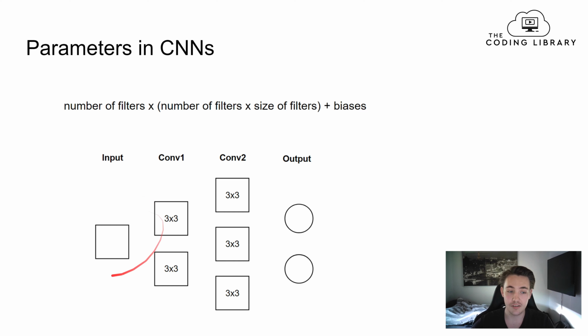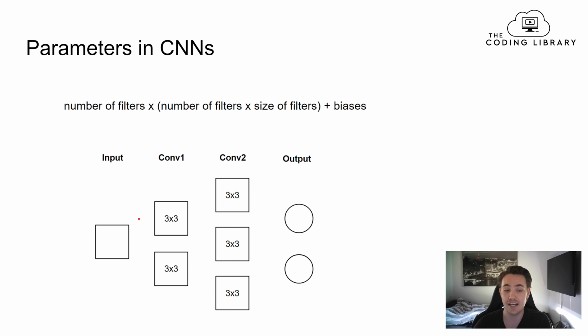So for example, here we have an input image, which just has one dimension, so it could be a grayscale image. And then we have the first convolutional layer, which has two filters, and the filter sizes are 3 by 3. So in this case we will have 9 for the size of the filters, and in this layer we'll have 2 filters, so it will be 9 times 2, which is 18, and then we just multiply that by the number of filters in the input layer, so that will be 1.